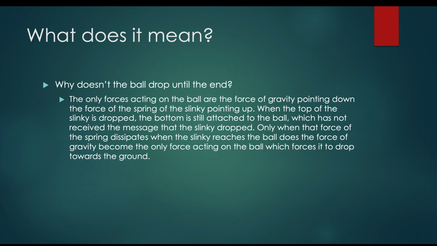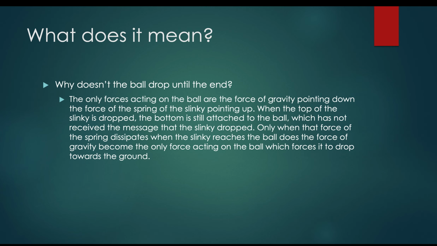So analyzing what this means, why doesn't the ball drop until the end? If we analyze the video closely, we can see that the ball stays stationary until the moment that the top of the slinky falls all the way down and collapses on top of the ball. The reason this is true is because the only forces acting on the ball are the force of gravity pointing down and the force of the spring of the slinky pointing up.